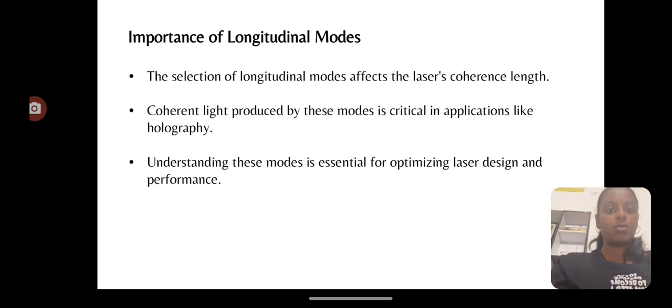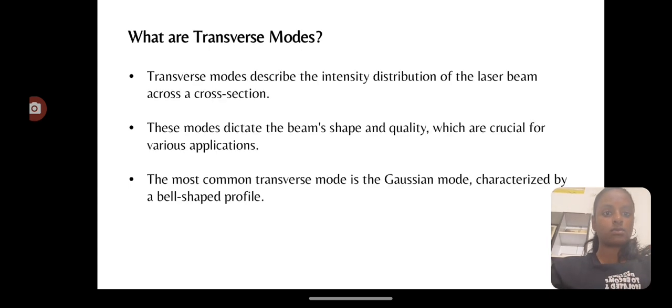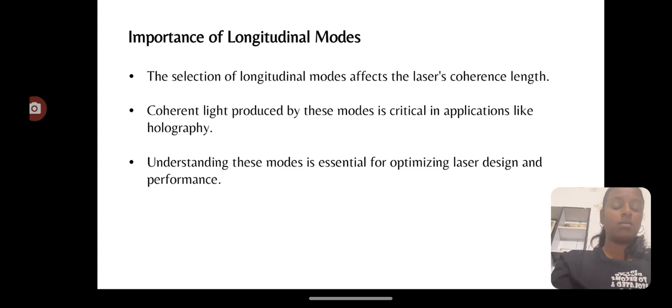In these longitudinal modes, the selection of the longitudinal modes affects the laser's coherence length. In these longitudinal modes, coherent light produced by these modes is critical in applications like holography. Understanding these modes is essential for optimizing laser design and performance.